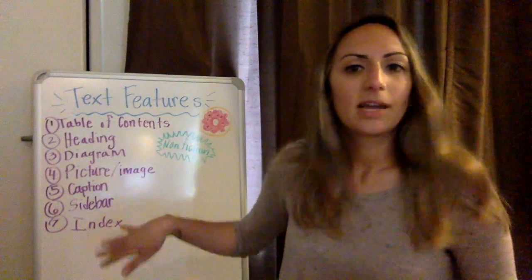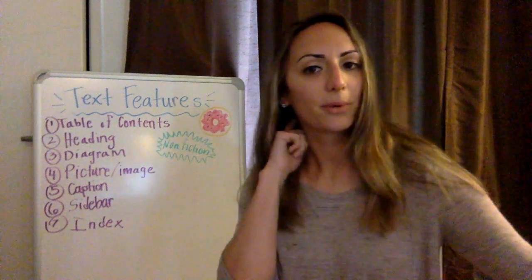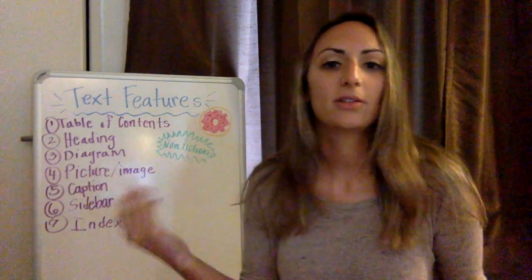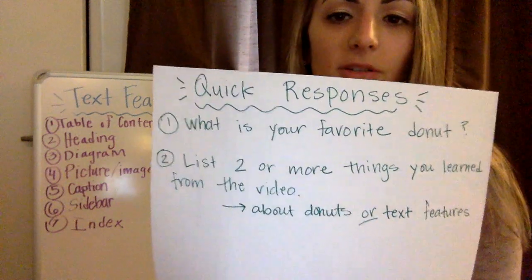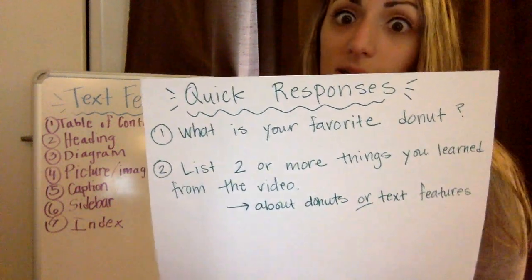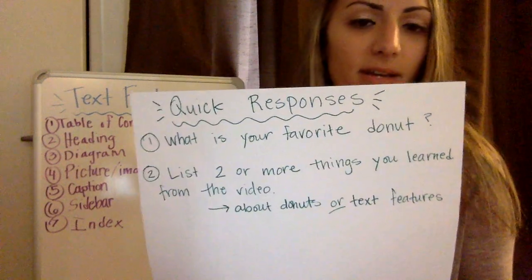Alrighty, so we looked at 7 text features today in our donut book. So now I'm just going to flash up a paper with quick responses so you can think about this to yourself, you can write it down, you can talk about it with someone at home. So the first question is, what is your favorite donut? If you haven't tried one, you can write down what one you would like to try maybe.